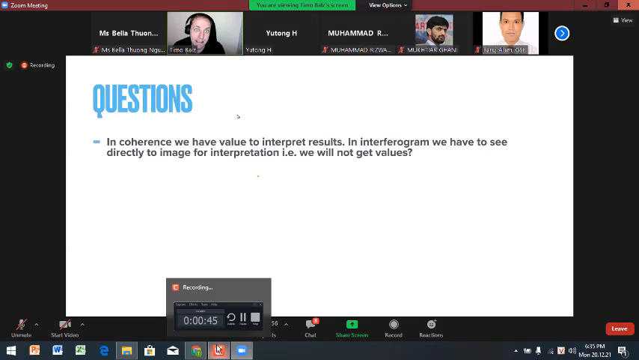So we're moving toward PS-INSA and other multi-baseline methods. That means methods where we use multiple images to analyze that. And then we move toward getting values, away from interpretation. We do not really want to interpret these images. We want to have measurement values, right? And we're going to get them. We're moving there now.